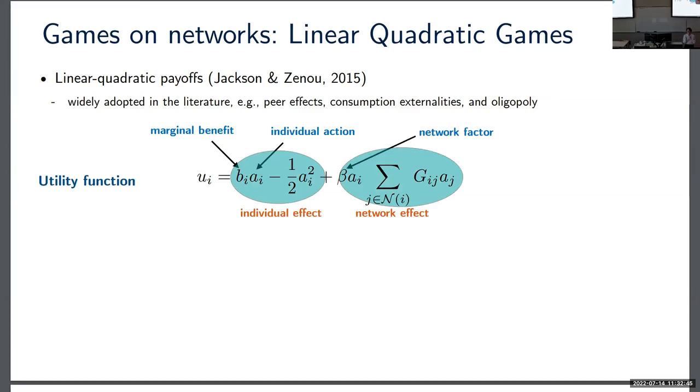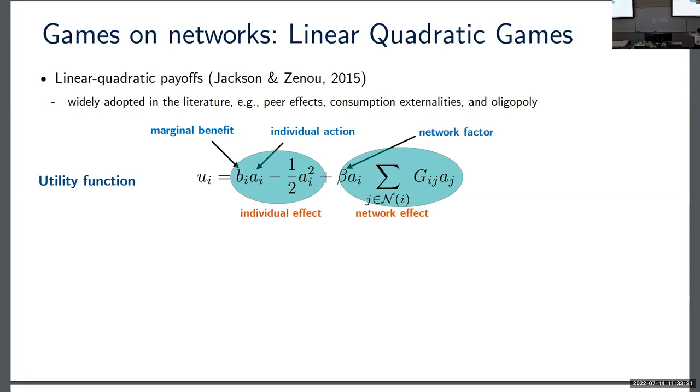One component is related to individual behavior, not related to their neighbors. In this individual component, A_i is their action, and B_i is the marginal benefit. It's game specific. You can think about it as, for each action that I perform, how much benefit I gain. The second term is the cost associated with the action. There's a scalar of 0.5 to it that doesn't really matter because it's a normalization factor.